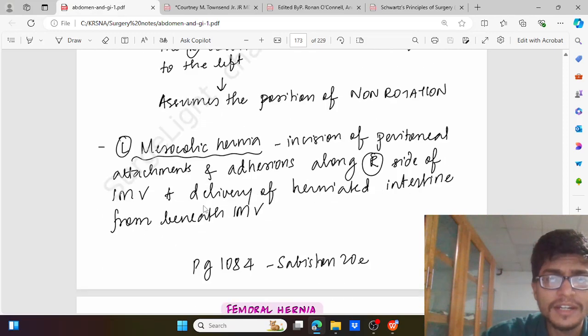In the left mesocolic hernia, the peritoneal attachment adhesion is incised along the right side of the inferior mesenteric artery, and the herniated intestine is delivered from beneath the inferior mesenteric artery.